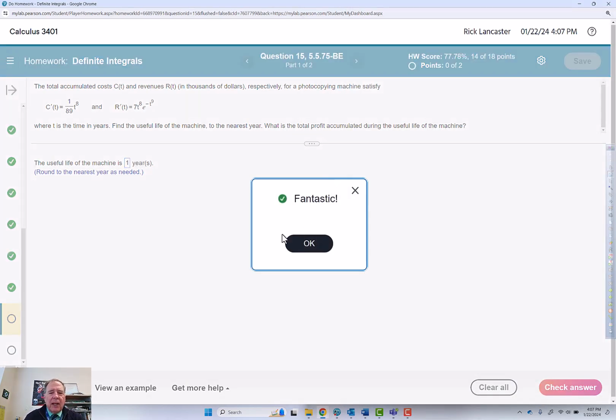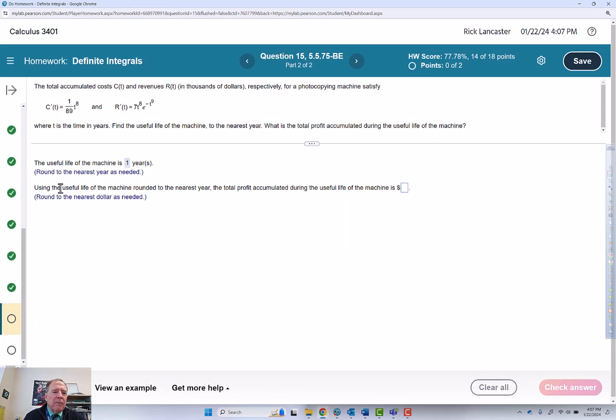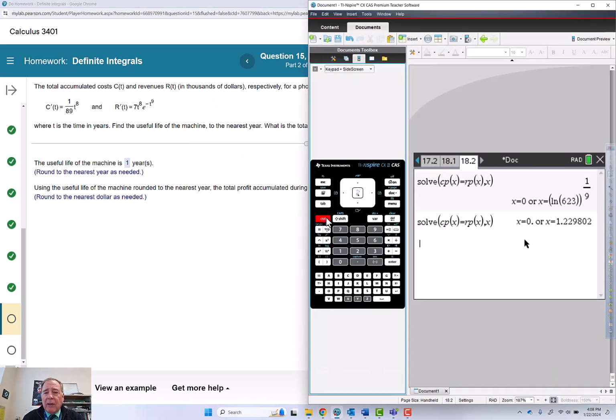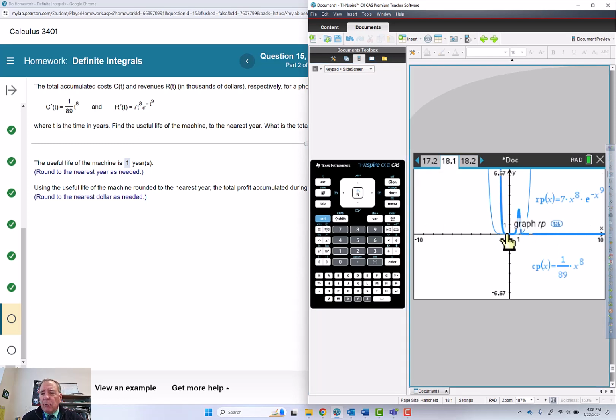So it says fantastic. Using the useful life of the machine, not the exact useful life, rounded to the nearest year, the total profit accumulated during the life of the machine is, and it says round to the nearest dollar, but when we get this, it's going to be in thousands of dollars. So we're going to go back to the graph, and we've got the revenue here and the cost here.